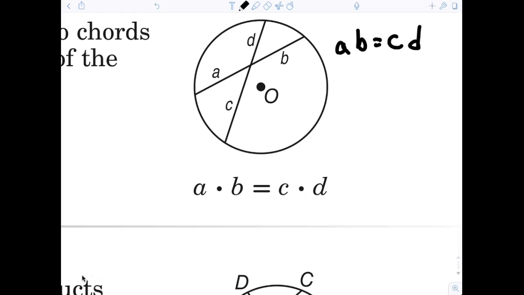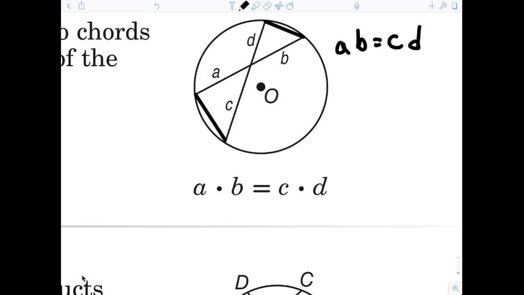D. Really it's not that difficult to figure out once you realize that if you were to construct those triangles that are inside, those triangles become similar, and so they're just ratios that have been cross-multiplied for you. That's all it is. It's a very, very simple concept. So again, the product of the parts are congruent, or are equal.